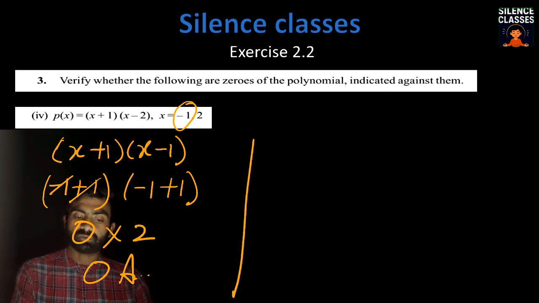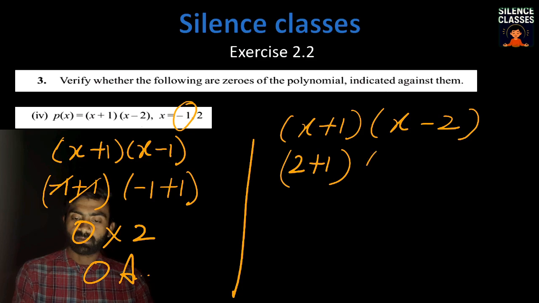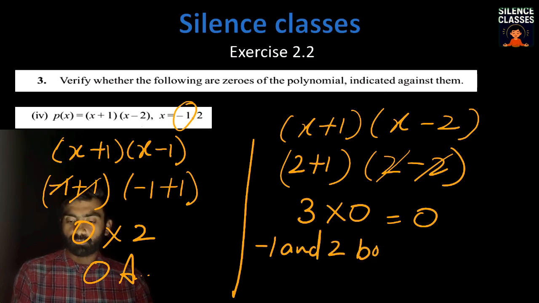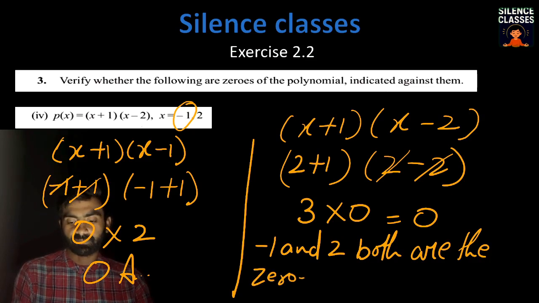And let's check what about 2. x plus 1 times x minus 1, in place of x we have to put 2 plus 1 and 2 minus 2, so we can cut it out, it will become 0. 3 multiplied by 0 will become 0, so we can say minus 1 and 2 both are the zeros of the given polynomial.